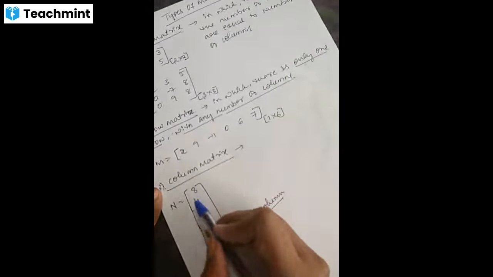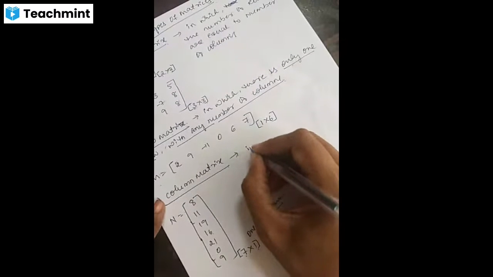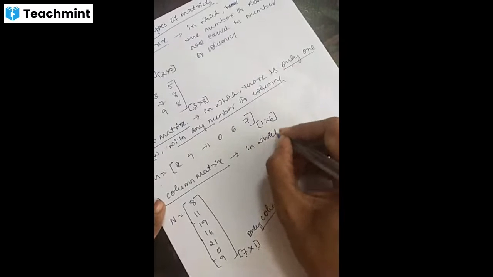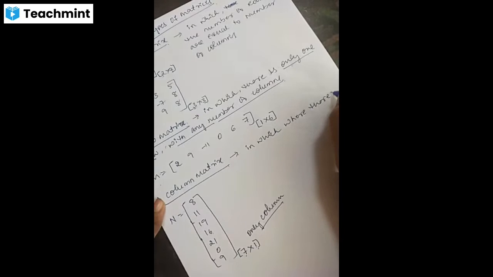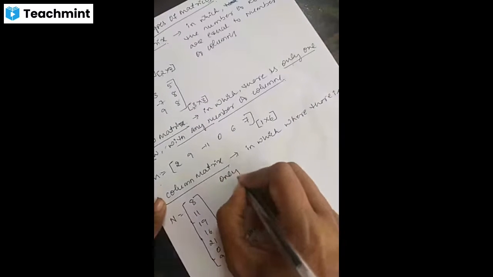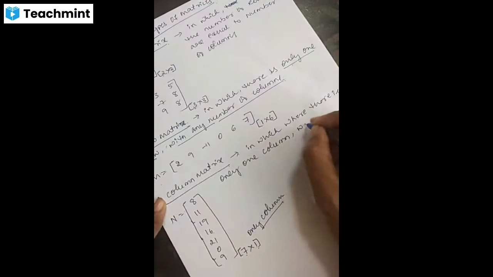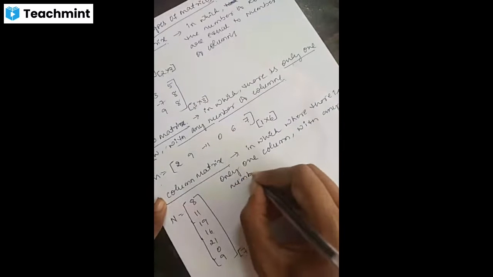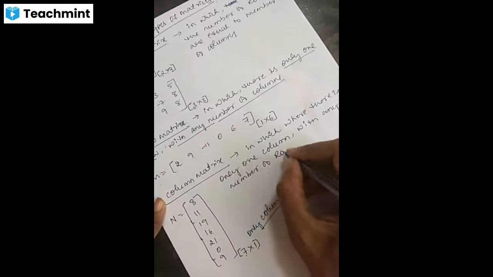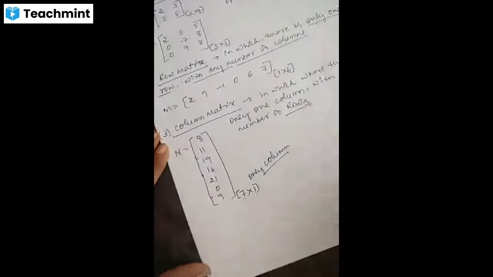Therefore, this particular matrix is said to be what? Column matrix. Column matrix is a matrix in which there is only one column with any number of rows, and it is called a column matrix, right? Are you all following?